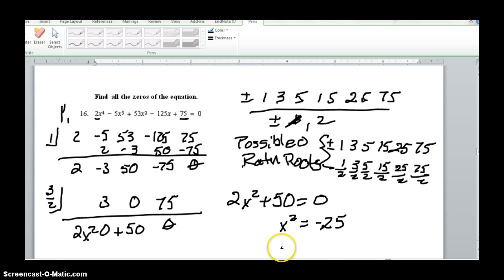Then take the square root of both sides. Kick our i out, and then the square root of 25 is 5, so that's going to be 5i over here. Remember, that's plus or minus, and that's what x is going to equal. So we found our two solutions, 1 and 3 halves, and then the other two, plus or minus 5i.